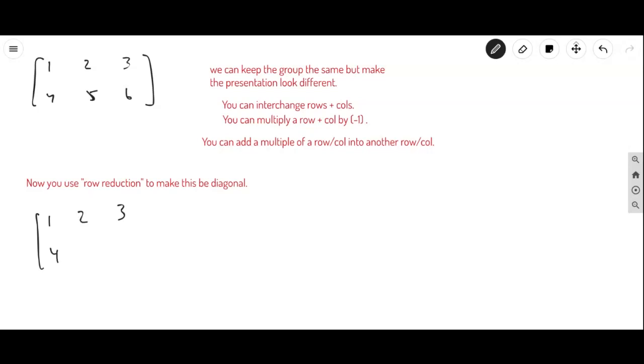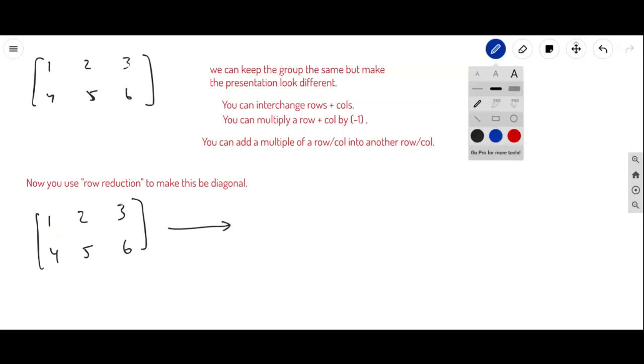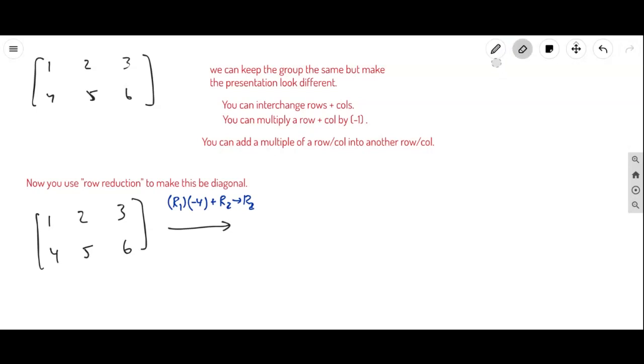1, 4, 2, 3, 5, 6. So you already have a 1 over here. That's what they often call the pivot. And then you can use the pivot to create a 0 here. So what's the operation that we're going to do here? We're going to take row 1, multiply it by -4, add it to row 2, and then substitute that into row 2. So let me write down what these numbers are. Row 1 multiplied by -4 gives -4, -8, -12.